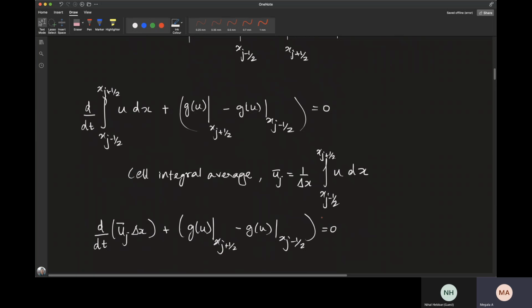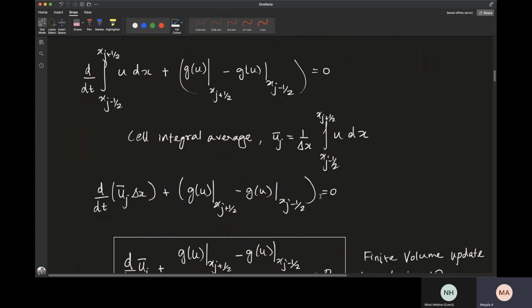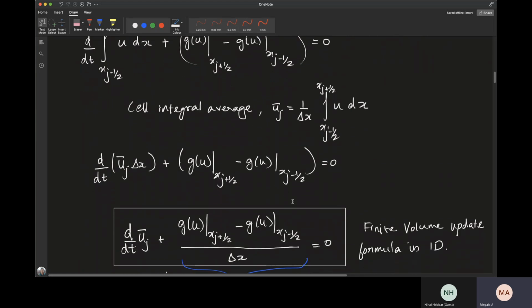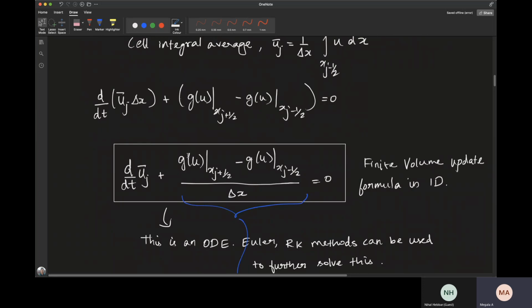So this will be your cell integral average. And now let us substitute this cell integral average back in our old expression. So in this place, we'll be getting uj bar delta x, and we have the fluxes. So now if you look at this, this is just an ODE. It's an ODE with only d by dt of uj bar.